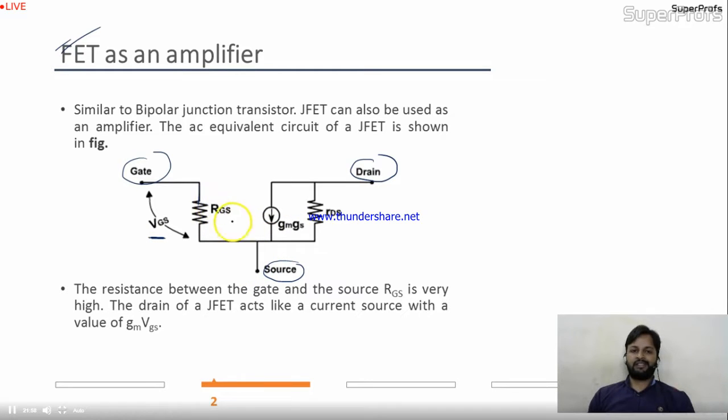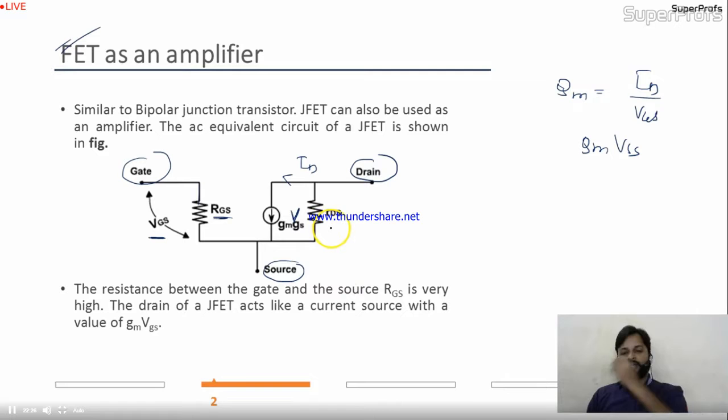So the resistance between gate and source is very high, RGS. Or you can take it open circuit also, but I'm taking it RGS. And what about this current? This is ID. Is it correct? And we have seen just now GM equal to ID by VGS. So ID will be GM into VGS. So this is VGS actually. Is it okay? And this is the output resistance RDS.